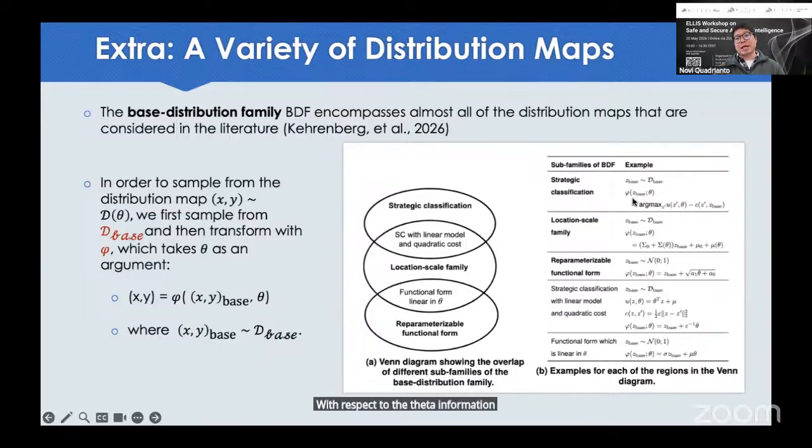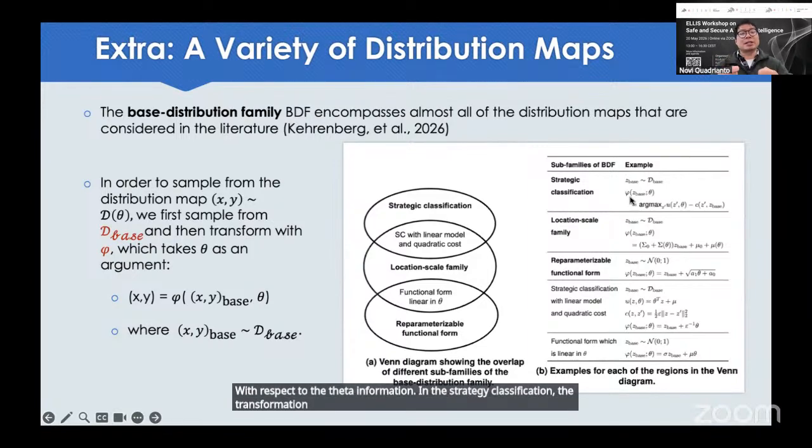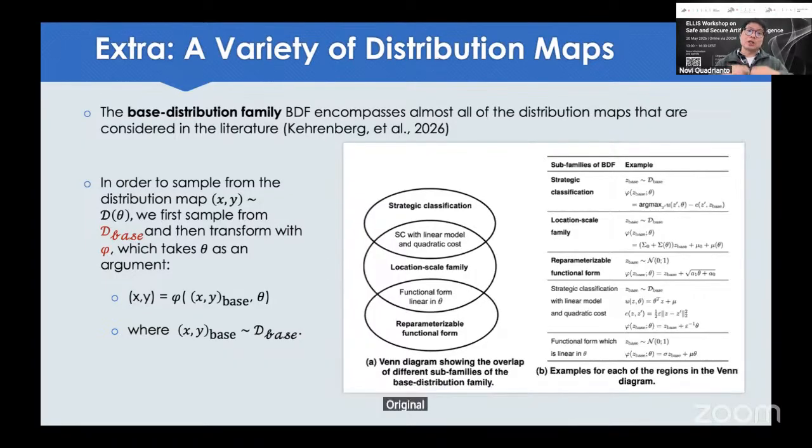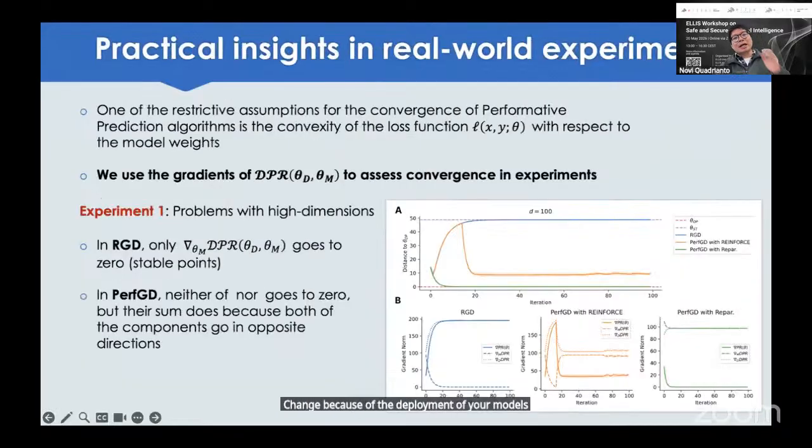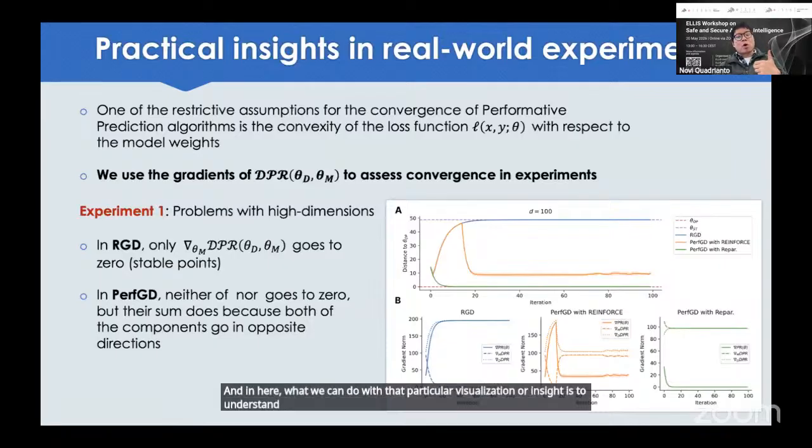In strategic classification, the transformation is just maximizing the utility while minimizing the cost, minimizing the difference between your original data points and the new data points that are changed because of the deployment of your models. What we can do with that visualization or insight is to understand: we always talk about the strictly convex, strongly convex assumption. How about if we don't have that criterion?